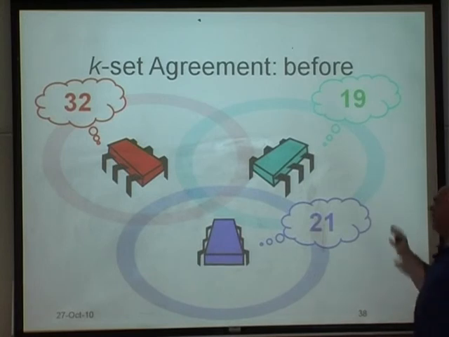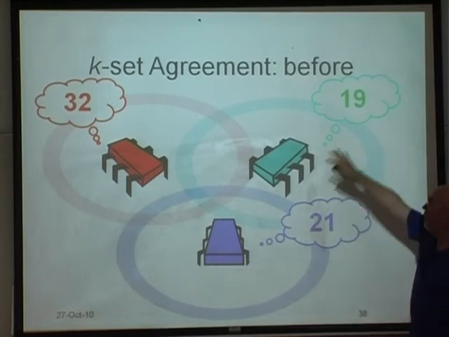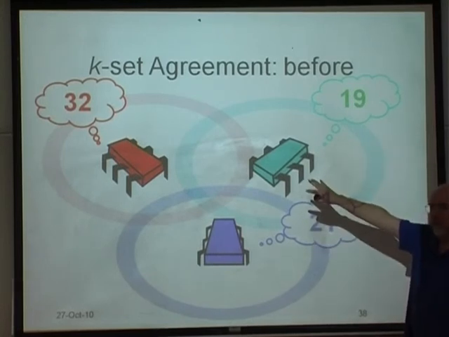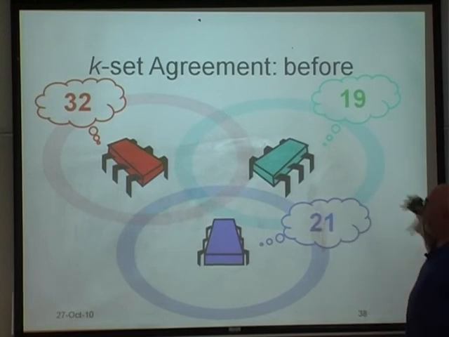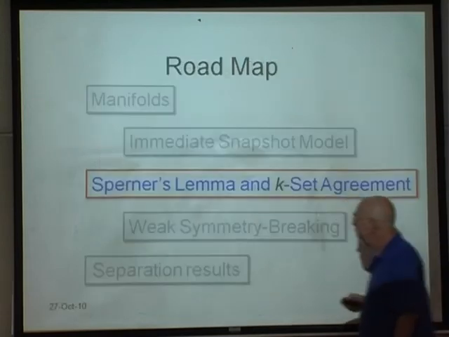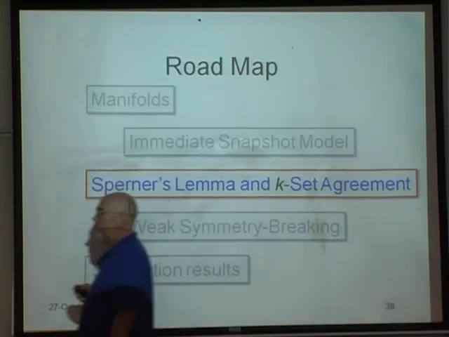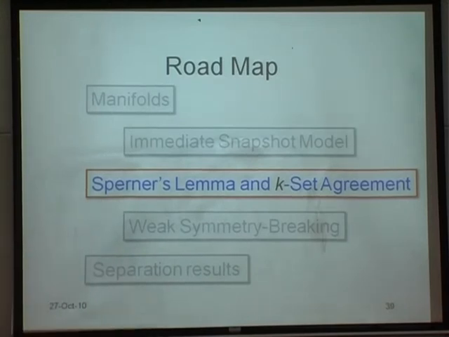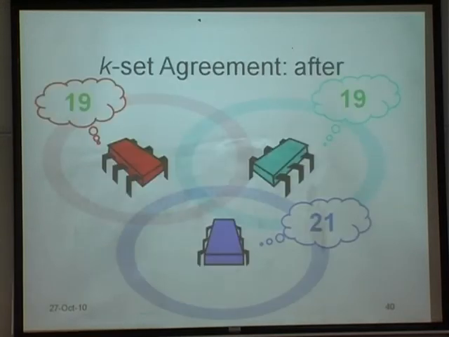Okay, so I'm missing a couple of slides here, but basically k-set agreement: everybody starts out with some number of values. They agree on at most k of them. Everybody picks one value. The number of distinct values is at most k. So what I'm going to do now is talk about the connection between k-set agreement and a classical theory of combinatorial topology called Sperner's lemma. Okay, here we are. They're out of order.